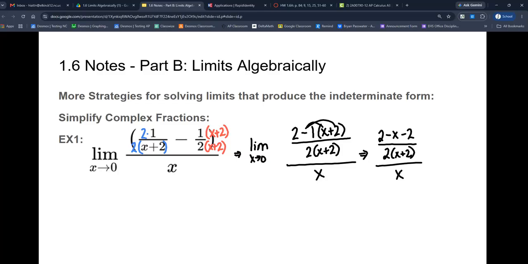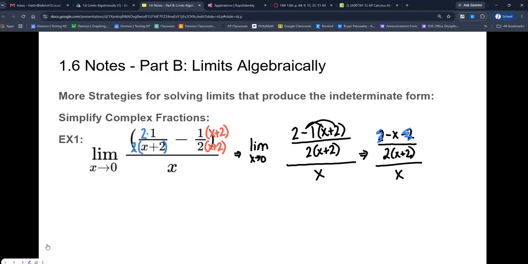Anybody see anything helpful here that we could do to simplify a little? I can distribute that 2. It is probably not going to get us anywhere, but it wouldn't hurt if you did. You just might have to factor it back out. But what's more helpful here, this 2 is going to cancel with that -2.